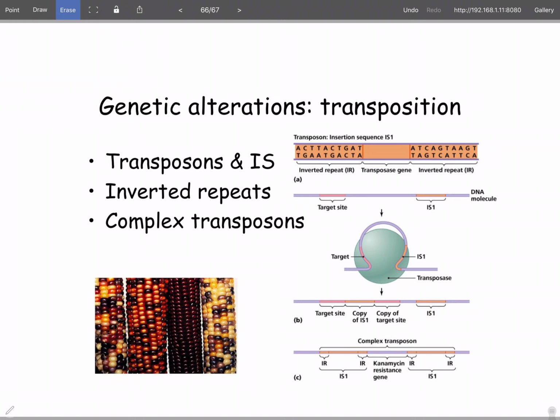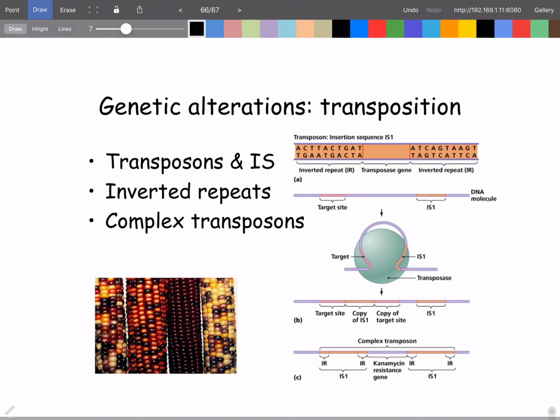right, it can cut here, like here, and over here, because this is the same element, right? It has the same ends. And so instead of mobilizing just this piece, all right, in this instance, when you cut here and here, you mobilize the whole thing. And notice that IS element has something important in between. It has a kanamycin resistance gene.